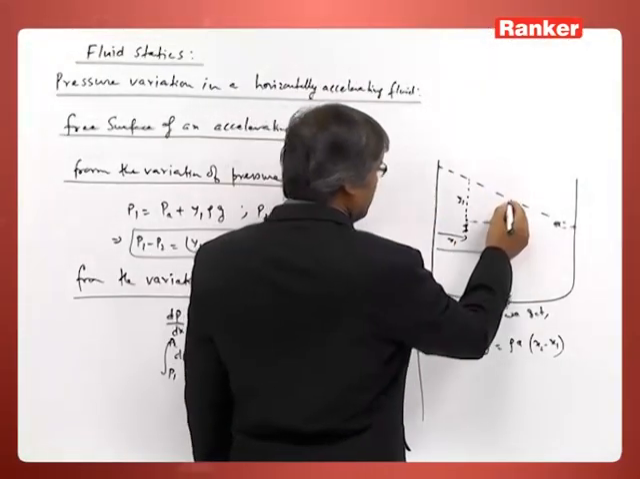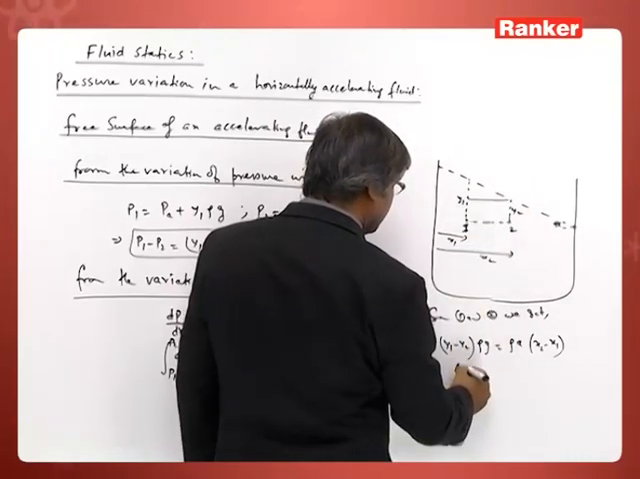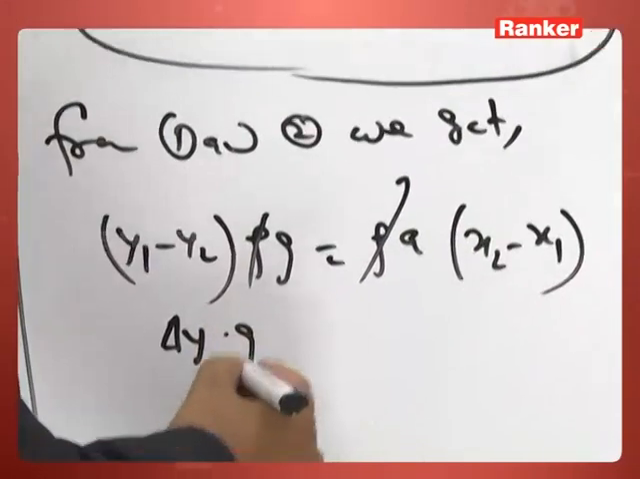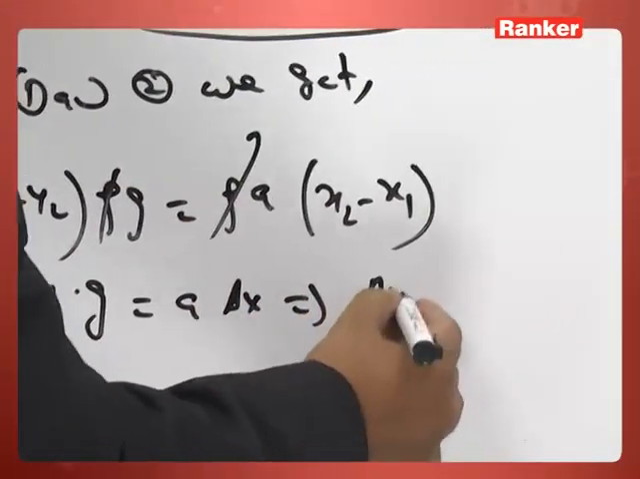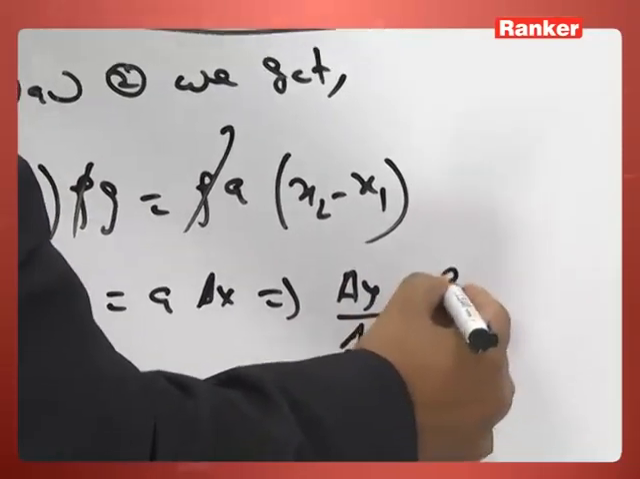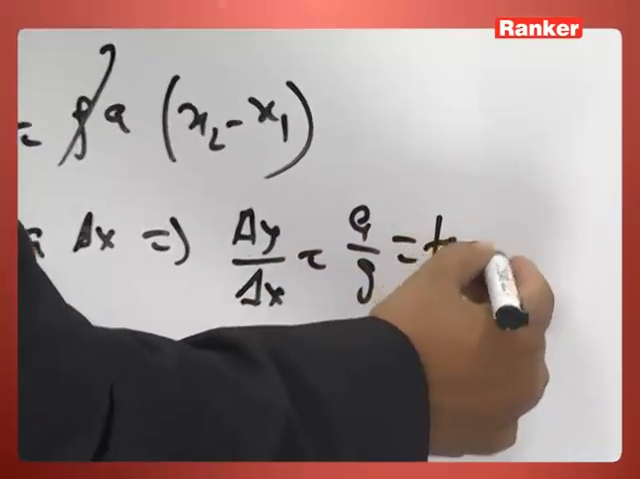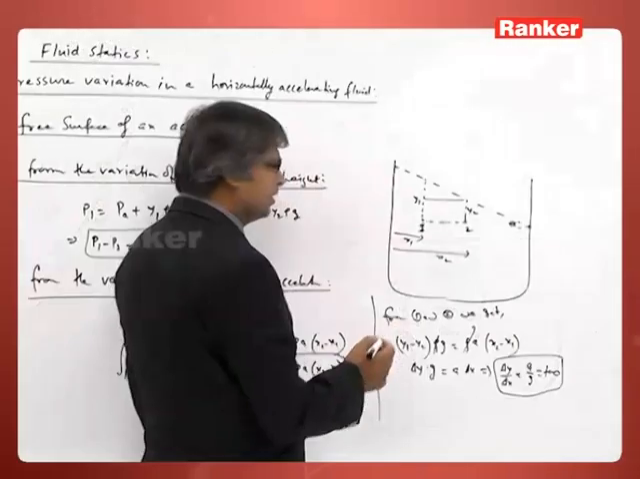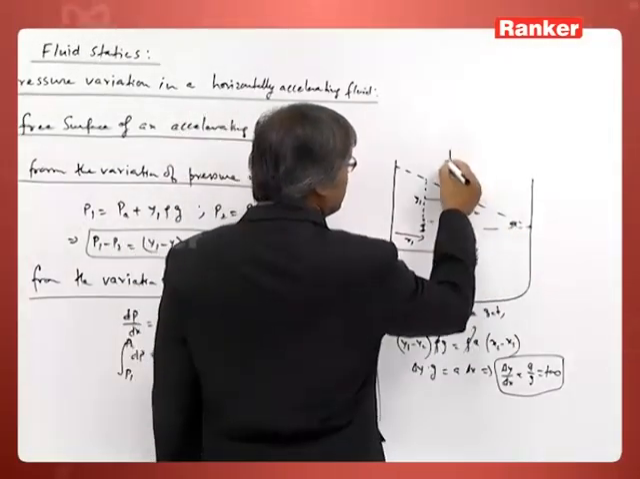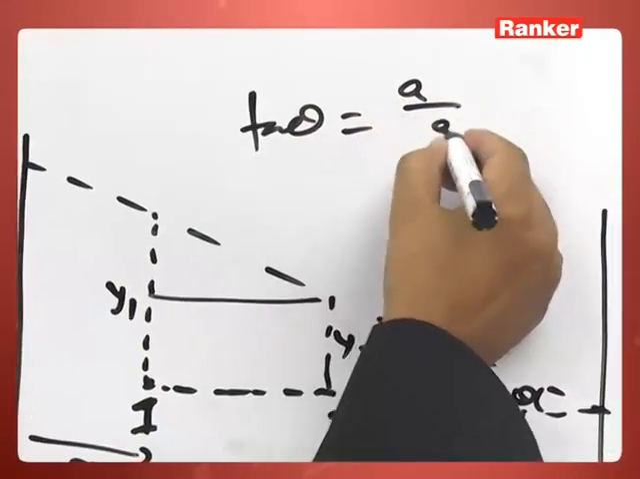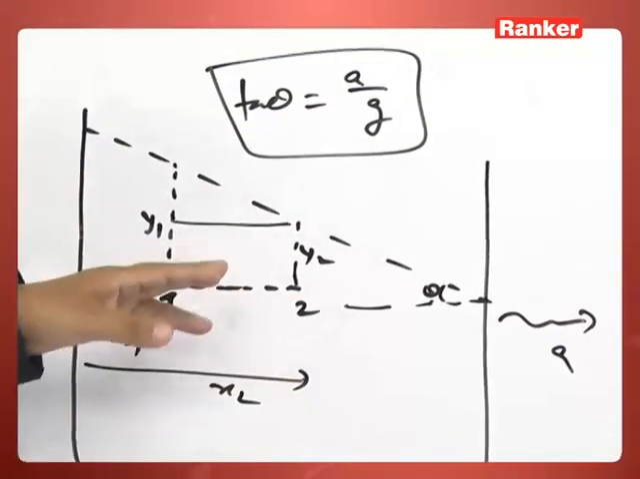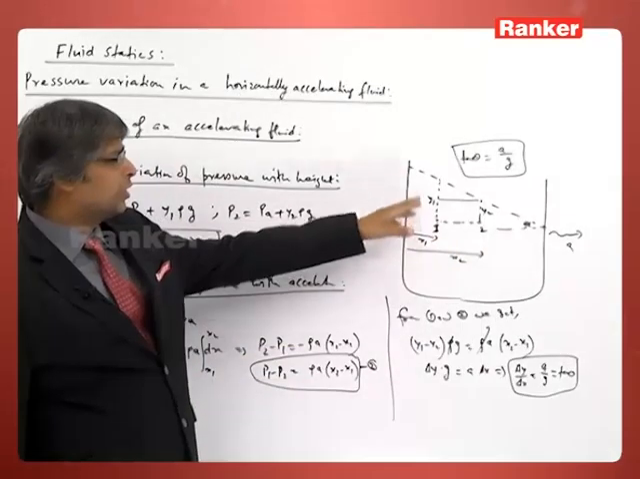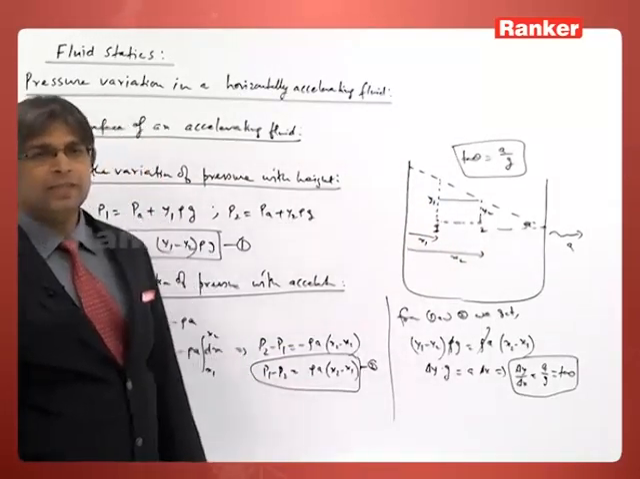Now, y1 minus y2, you see this is delta y, this rho cancels, into g is equal to a into this is delta x, which implies delta y by delta x is equal to a by g is equal to tan theta. So, what we got? The relation we got, this tan theta is equal to a by g. So, if a fluid is accelerating, the free surface will have equation, the angle it makes with the horizontal is tan theta is equal to a by g.